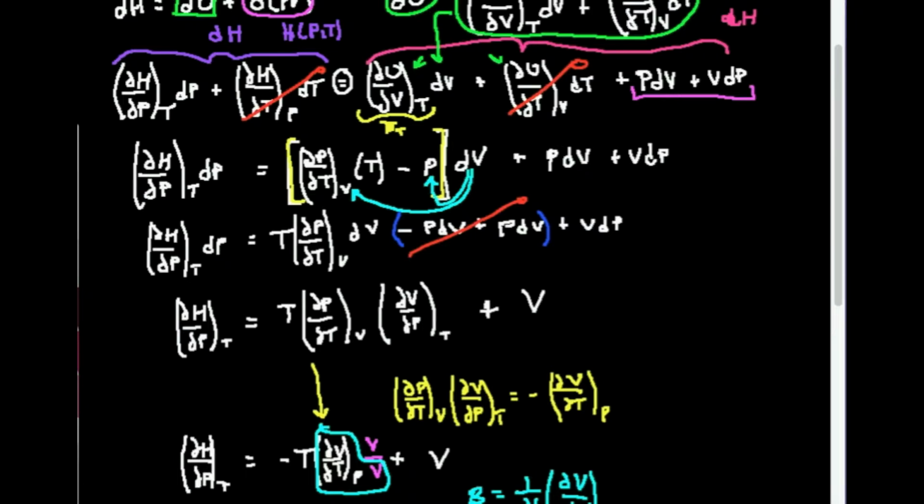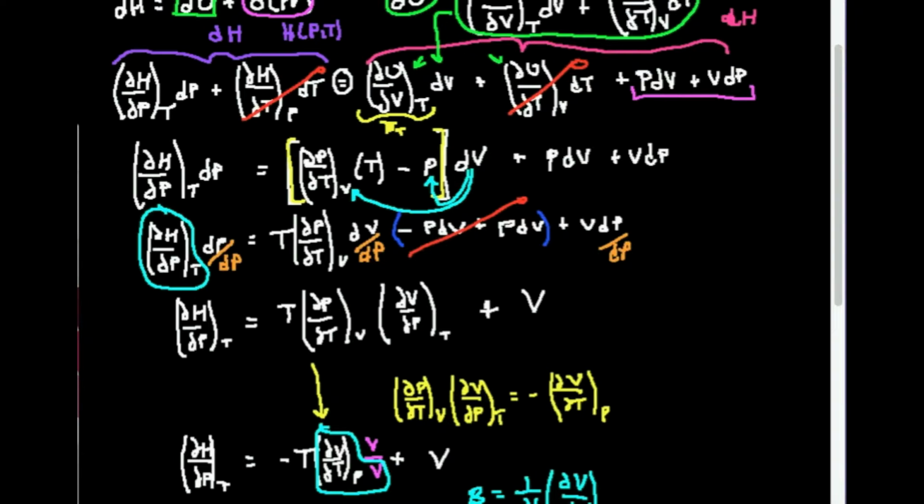And now all I'm left with is ultimately dH at constant T is equal to T times the partial of P with respect to T at constant V dV plus V dP. Now, what I'm going to do here is take this dP, because ultimately what I'm looking for is this quantity right there: how does enthalpy vary with pressure at constant temperature? So if I want to isolate that, I'm allowed to divide through both sides by dP. That means everywhere I see a differential, I'm just going to divide that by dP.